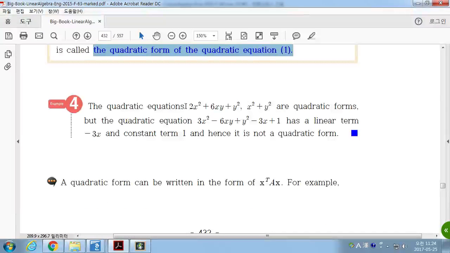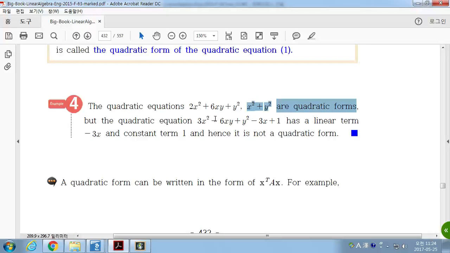So for the quadratic equation, this and this are in quadratic form. But here this is not in quadratic form because it has just the minus 3x and a constant term. If we have this, it is not in quadratic form. So we resubstitute it, move this out, and then we only concentrate on the quadratic form in the new axes. That's the way.